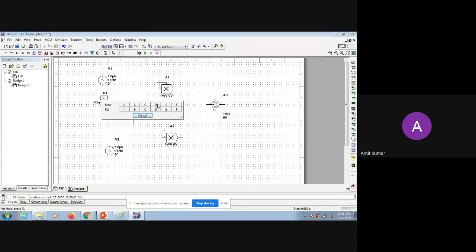So one signal will be directly available at the first multiplier circuit. The second will be through the inverter. So we have connected that. Now the second will be this one. The first oscillator frequency will be connected here. Now place the ground in your circuit.